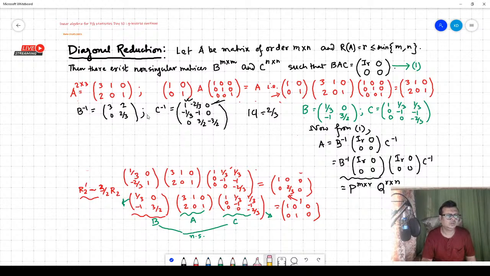First row is 3 0. Second row is 2 by 3. Okay, this is B inverse. First row is 3 0. Second row is 2 by 3. And what about the C inverse? What about the C inverse?